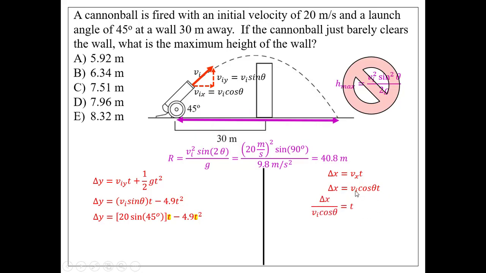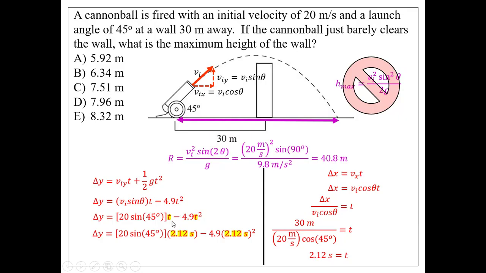I know Vi, and I know theta. So if I can just solve for T, I can just plug stuff in. To solve for t, divide both sides by Vi cosine theta, and then plug in delta x is 30, Vi is 20, and theta is 45. If you clean this up on your calculator, you'll get a time of about 2.12, and then you plug it back into the left side, right?